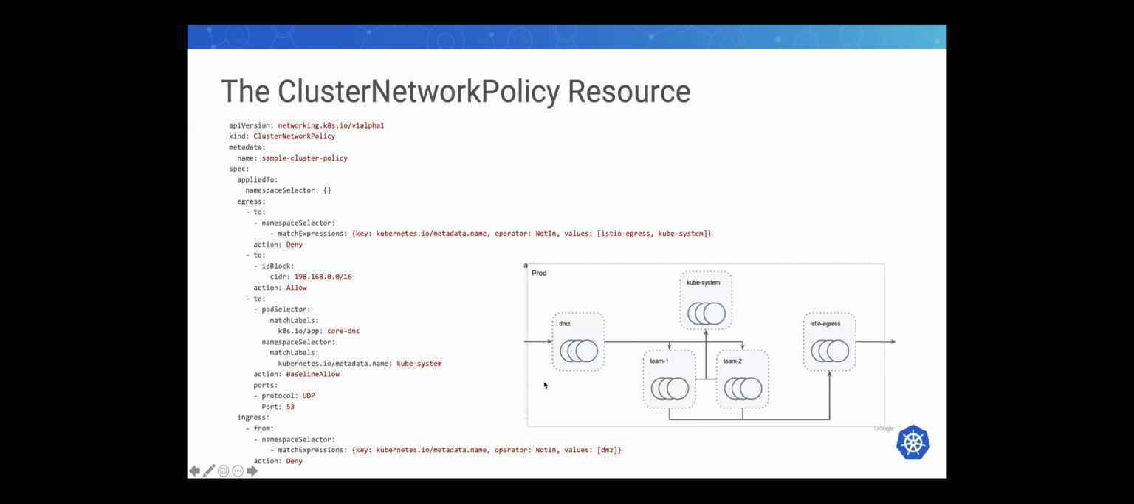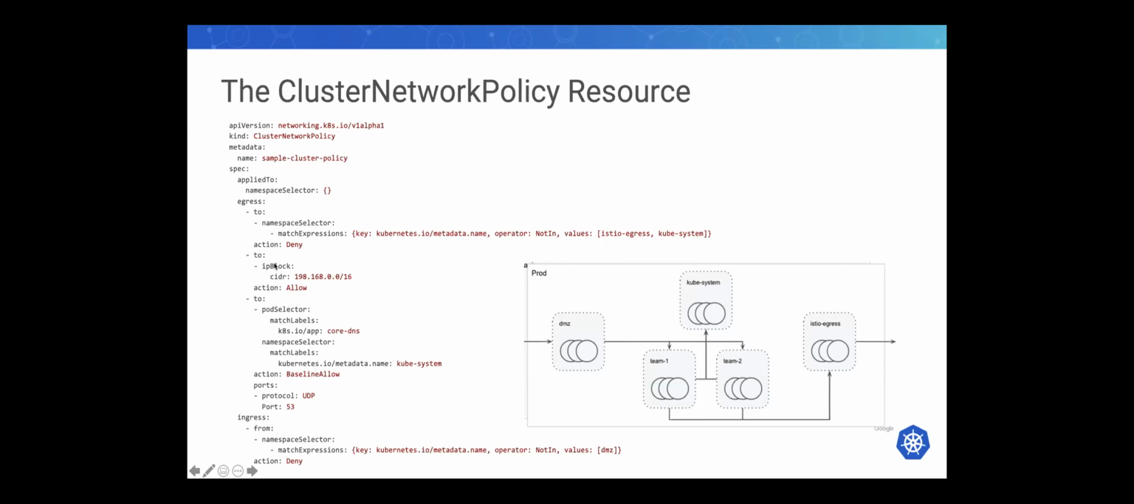As a sample here, you will see we have DMZ, kube system, and a few other namespaces that exist. The policy applies to all of them. It has 3 egress rules and 1 ingress rule. The first egress rule denies these namespaces from talking to everyone except the Istio egress or kube system. So every namespace can only talk to the Istio egress or the kube system namespace. Otherwise, they do not talk to anyone.